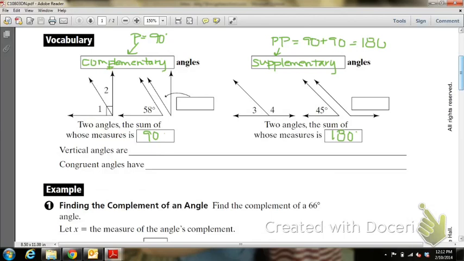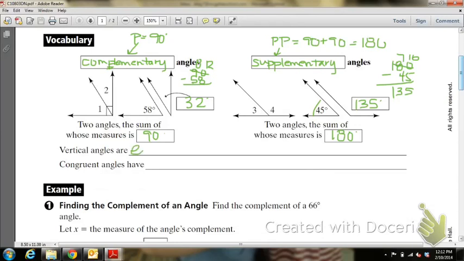So if you're given two angles and you know they're complementary, to find the missing one, you would just do 90 minus 58. So the other angle would be 32 degrees. If you know that angles are supplementary, you're given one. To find the other one, you would subtract from 180. So the other angle would be 135 degrees. So the word tells you whether you subtract from 90 or subtract from 180.